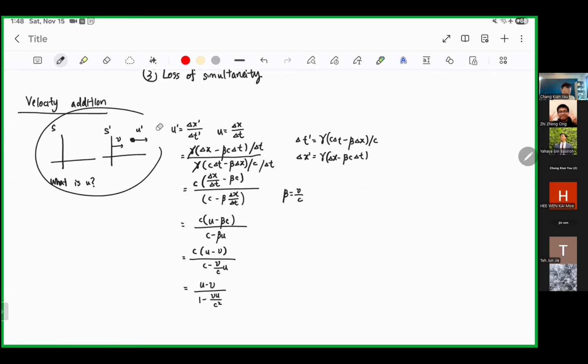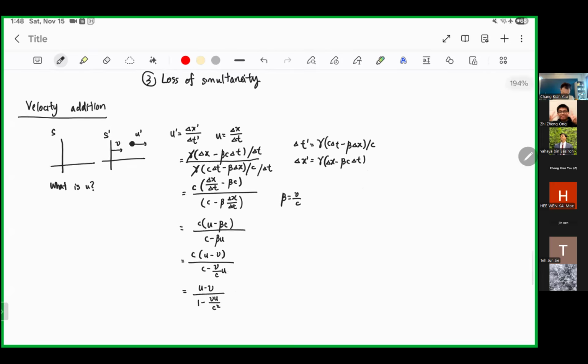Let's look back at the equation, the formalism again. What we're doing is trying to find what the velocity of this particle looks like when seen by the S frame, when the velocity is u prime when it's seen from the S prime frame. So we get this equation.